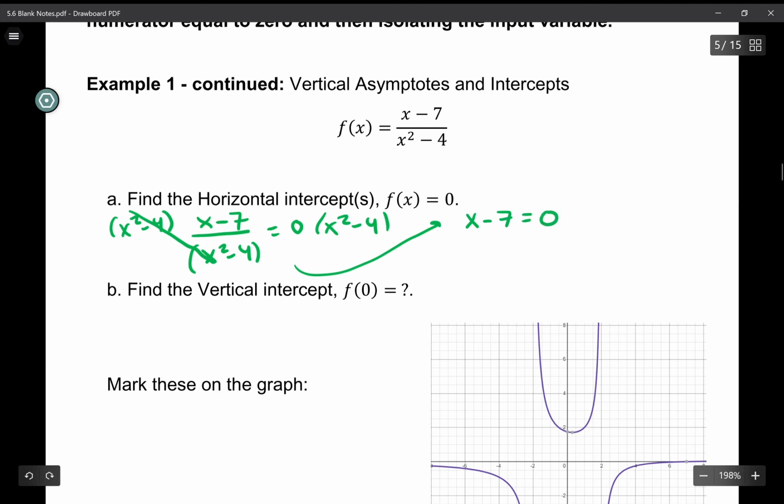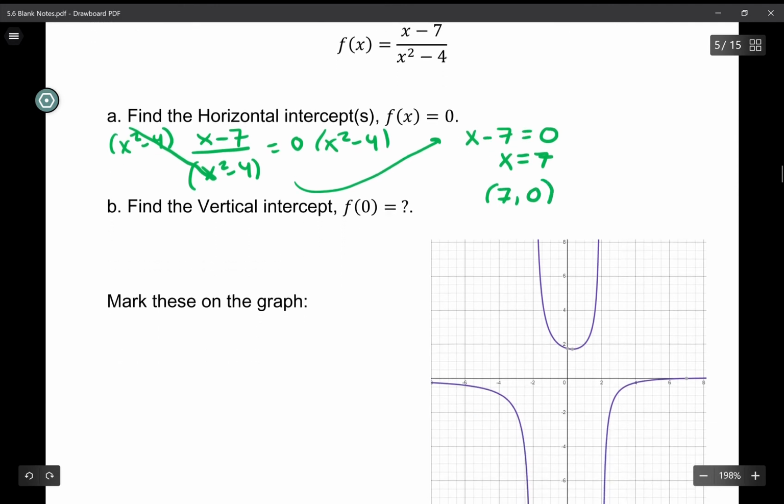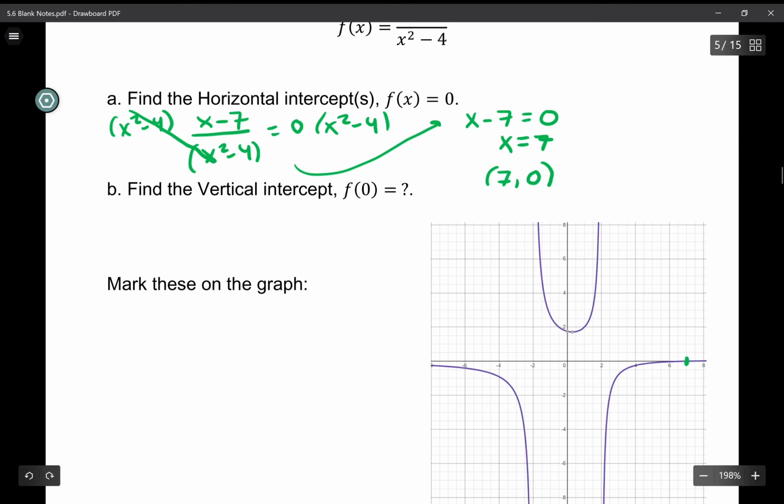So that's the trick: you really can just solve to see where the numerator equals 0, because you can always just multiply out that denominator. Well, x minus 7 equals 0 when x equals 7. And so that's our horizontal intercept for this one, over 7 up 0. Let's go ahead and mark that on the graph. You can see it's right here. That's the only place that it crosses the x-axis.